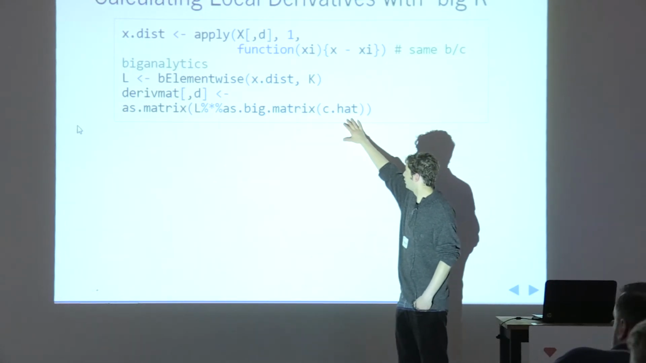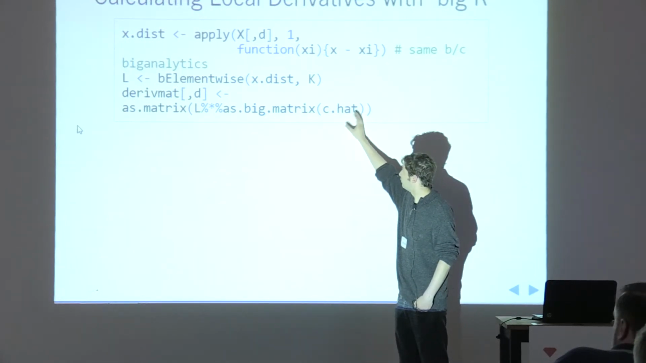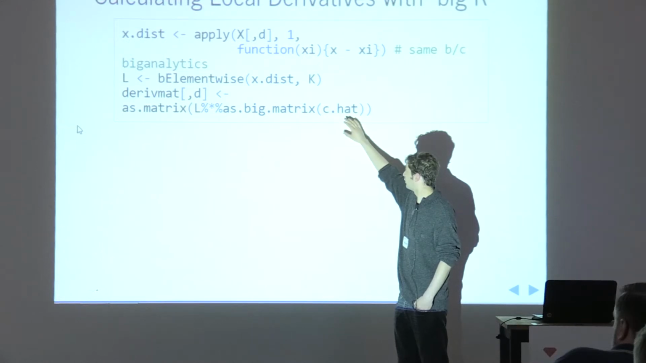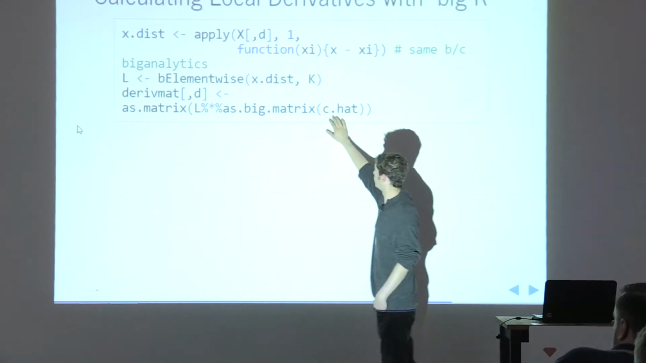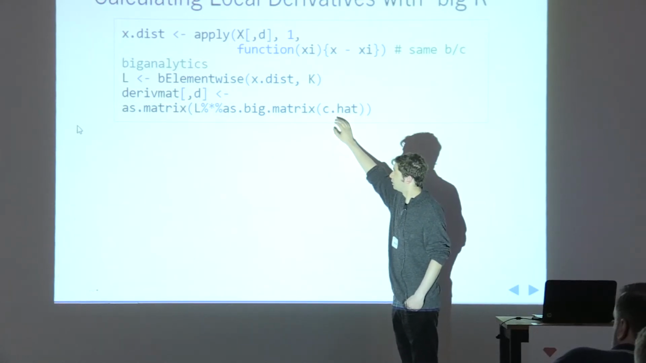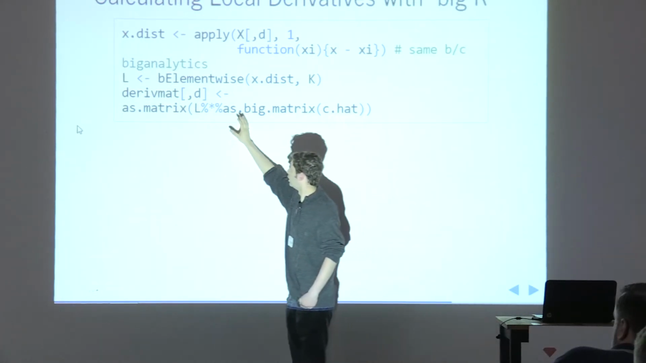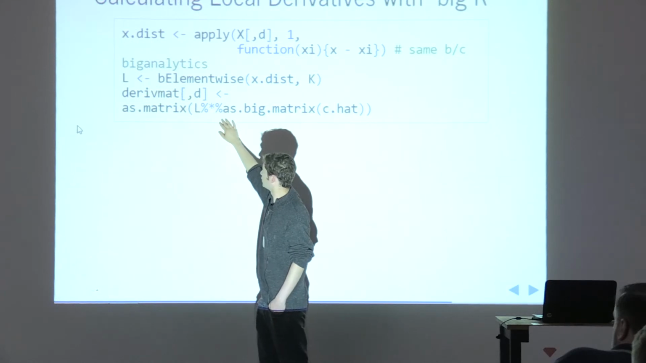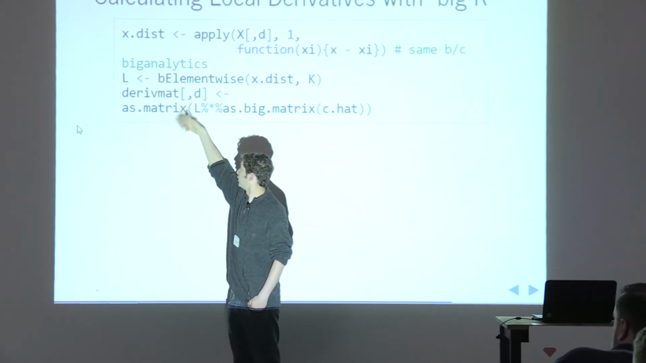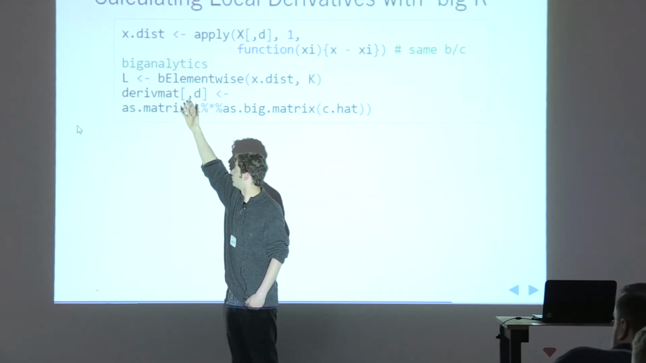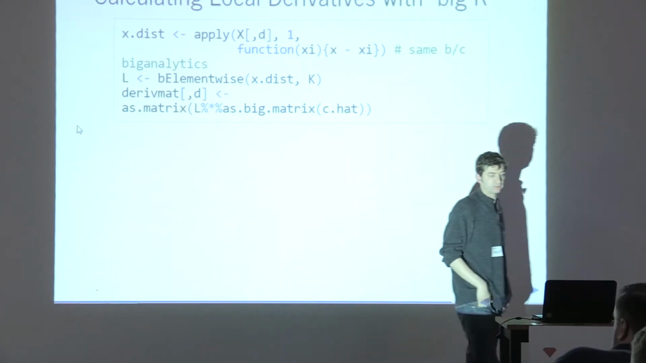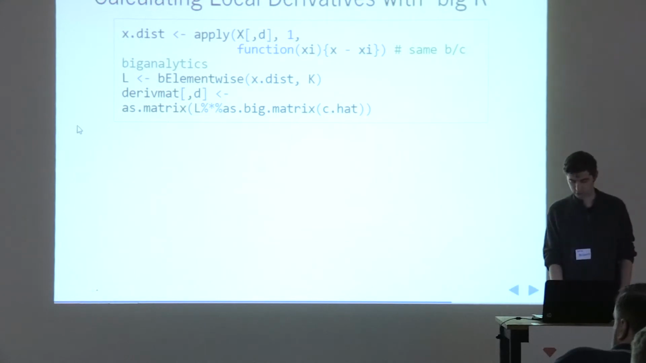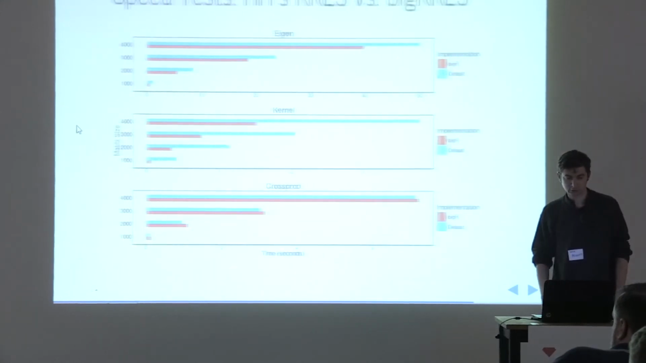Then we have the weights. The weights are, of course, an n by 1 vector. So they're by themselves not that big, but we're going to need to multiply them by a big matrix. So it's better to coerce it into a big matrix and have them do their multiplication. But then the derivative matrix itself is not that big, and you don't need to do anything particularly intensive to it once you've got the estimates. So we coerce it back into a regular base R matrix.